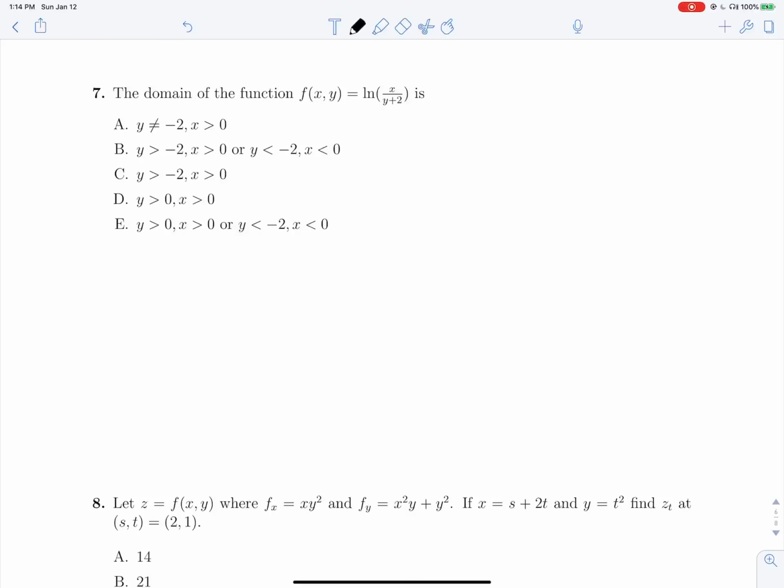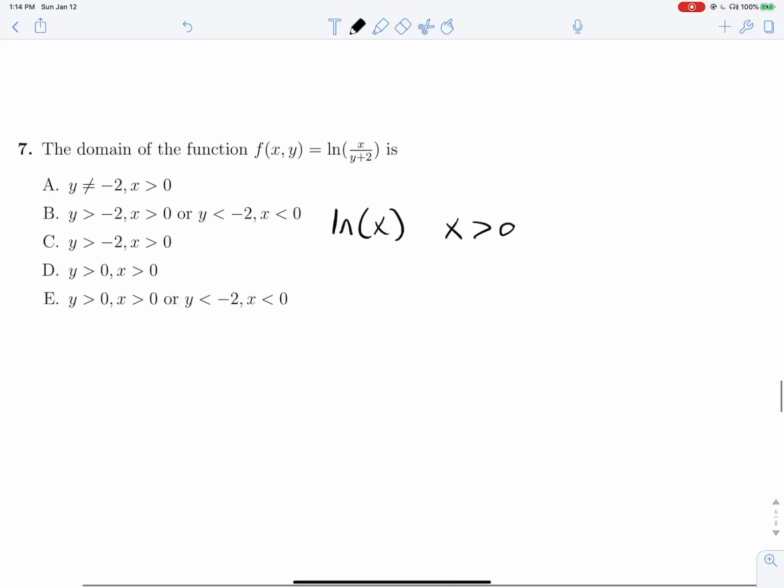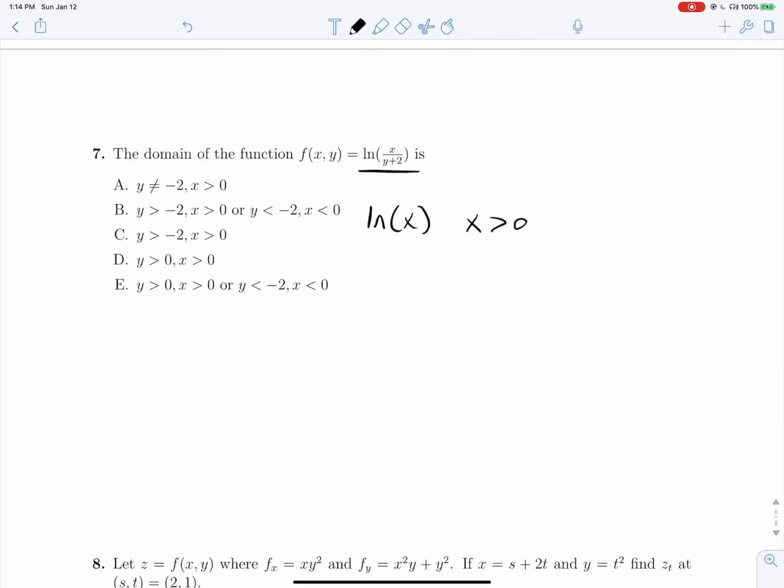The only connection that you have to make is that the natural log function is only defined, so ln of x only works for x greater than 0. And that's important. So keeping this thing above 0, let's see, what can we do?